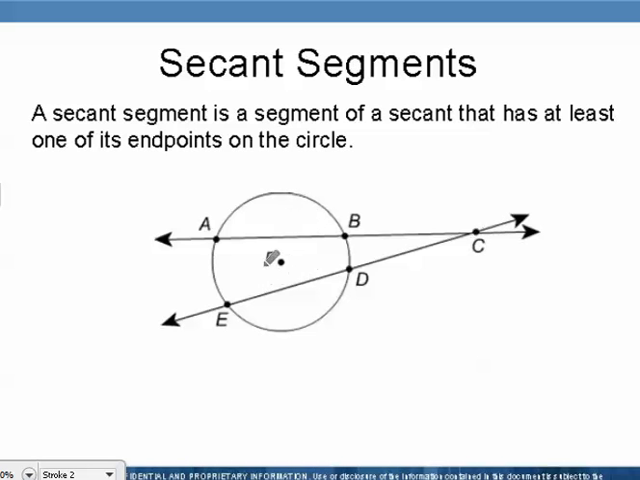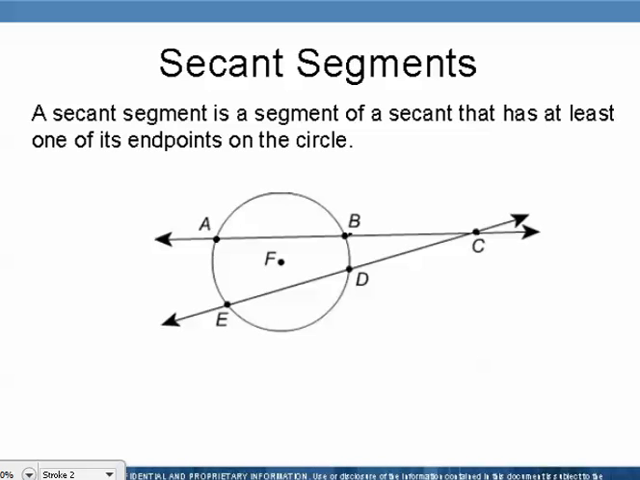Okay, because if they intersected inside the circle, we just look at the chords and do it the way we just did that last one. So the only time we're going to look at secants is when they intersect outside the circle. And a secant segment is referring to any segment that has at least one of its points on the circle. Okay, so AB is a secant segment because it has both its points on the circle. AC is a segment because it's got A on the circle. BC is a segment because it's got B on the circle. Any way you want to label those would be secant segments.